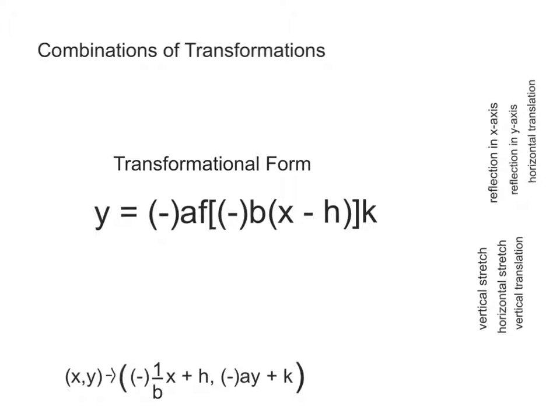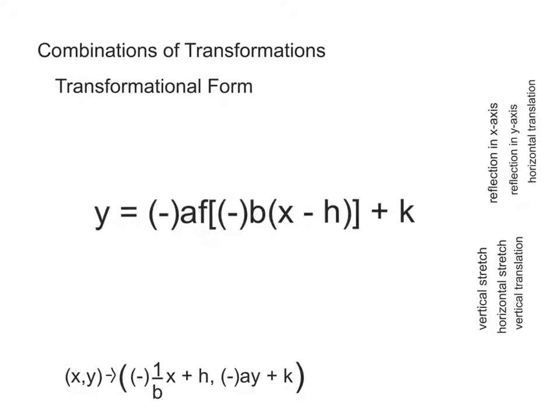There's a mistake there, isn't there? Do you see the mistake? Let's see if I can fix it. That looks better. It should be plus k. I just had a k there without the plus. So here on the side, you can see I have all the different names of the transformations. I want to put them in place for where they go in the equation.